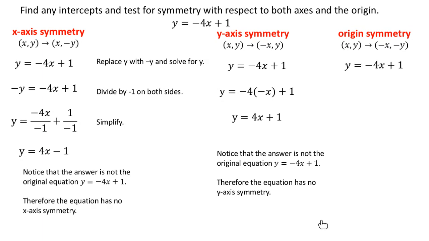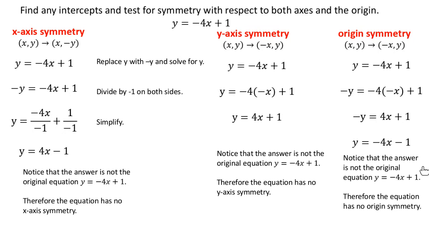And the test for the origin is if we change both signs, we should get back the original equation. So let's go ahead and replace both the x with a negative x and the y with a negative y. Let's simplify. We have a negative y is equal to a positive 4x plus 1. Let's multiply by a negative 1, or divide by a negative 1, on both sides. This gives us y equals negative 4x minus 1, and again, it's still not the original equation. Hence, this equation does not have any symmetry because it does not apply to any of our given tests.